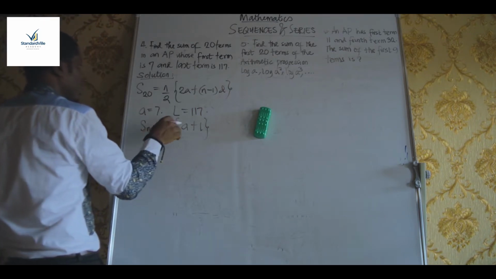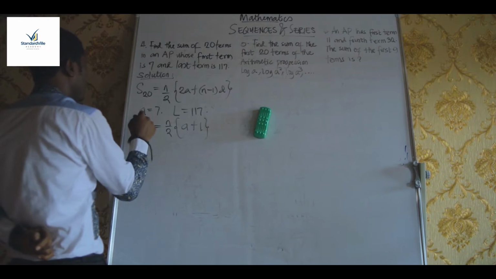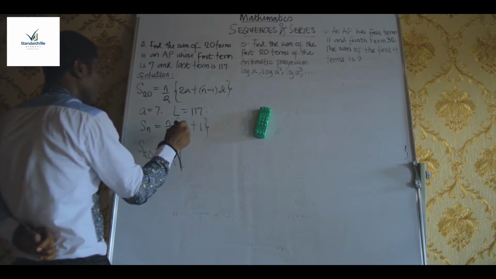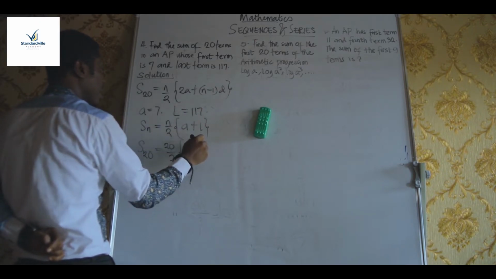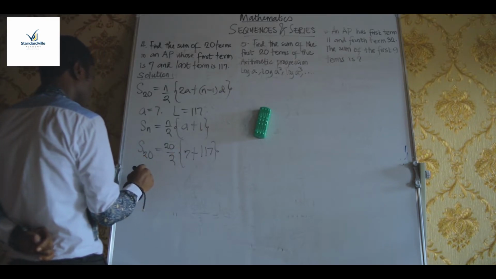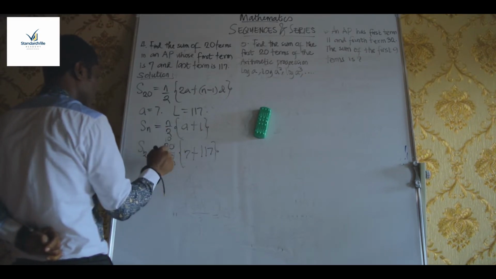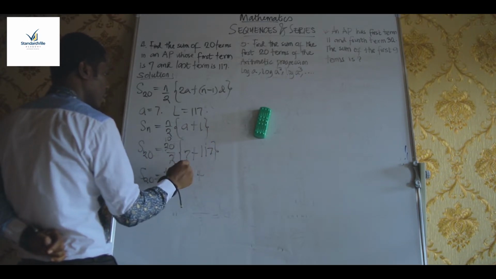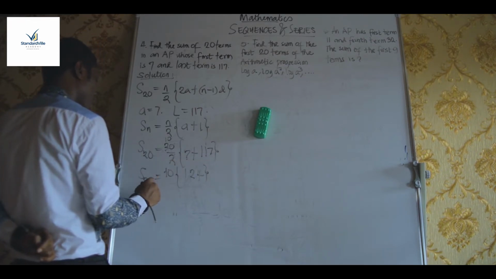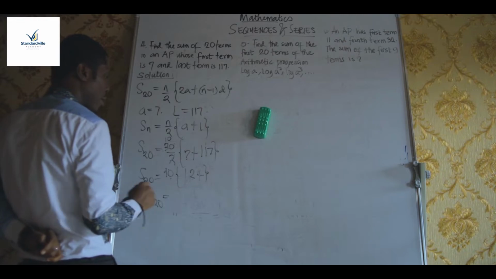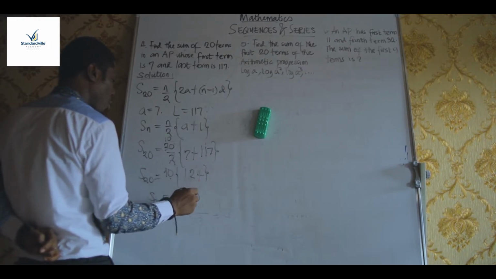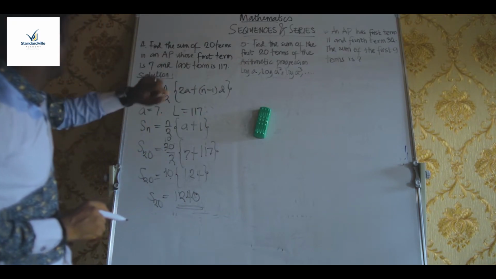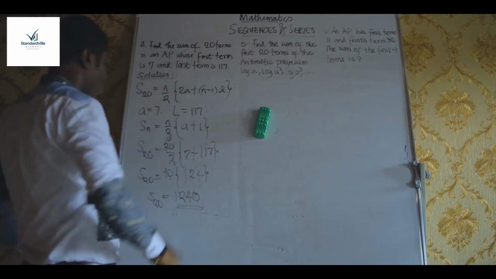So, using this, where L is the last term, S20 will be equal to 20 divided by 2 into A, which is 7, plus the last term, 117. S20 will be 20 over 2 is 10 into 7 plus 117, this is 124. S20 is 10 multiplied by 124, which is 1240. That's the answer. The sum of the 20 terms in an AP whose first term is 7 and the last term is 117 is 1240.